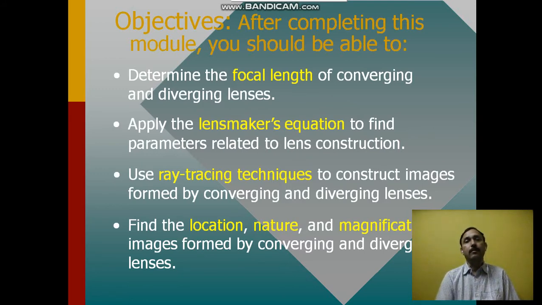Objectives: after completing this module, you should be able to determine the focal length of converging and diverging lenses, apply the lens maker's equation to find parameters related to lens construction, use ray tracing techniques to construct images formed by converging and diverging lenses, find the location, nature and magnification of images formed by converging and diverging lenses.